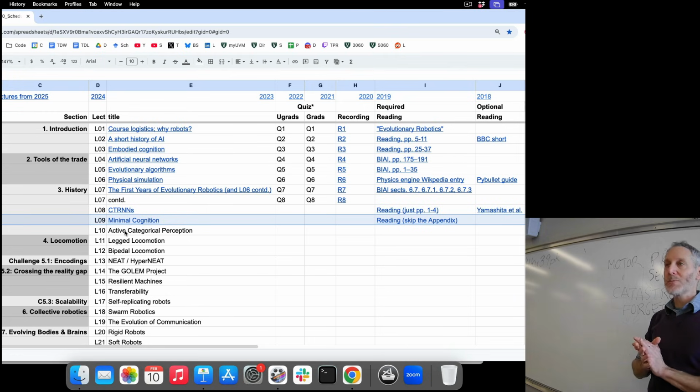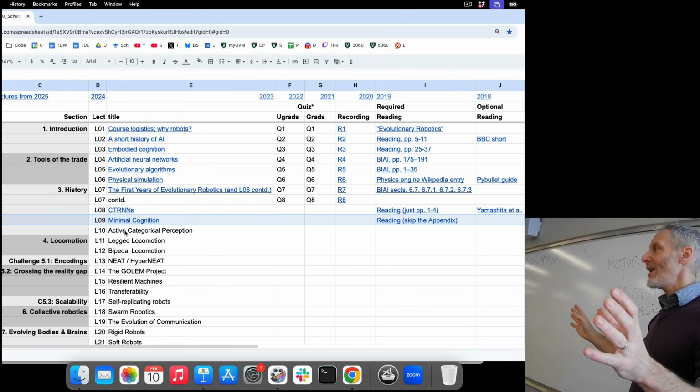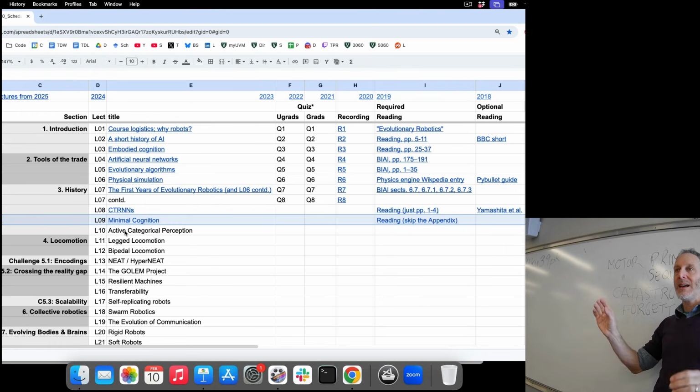The minimal cognition experiments are a little old at this point, but they're a classic in the field because they're elegant. They strip away all the complexities of robotics and AI and try to get at the core of the problem, which is we want robots that exhibit different aspects of intelligent behavior.